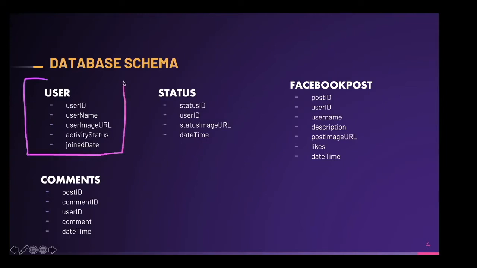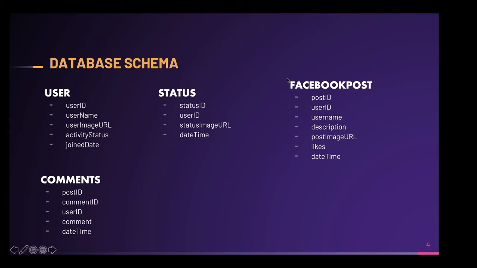And with the help of this metadata, we can successfully build the prototype of our Facebook application. Next comes the status table, which will have the status ID as the unique identifier for each and every status, the user ID who is uploading the status, the image URL of the status, and the date and time at which the status got uploaded.